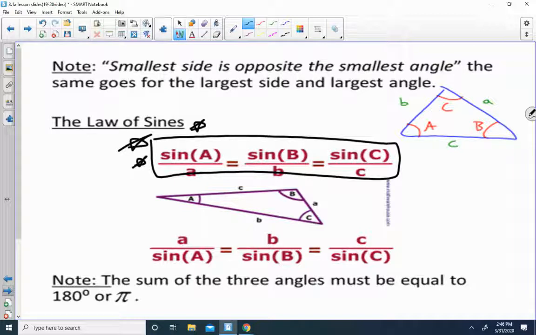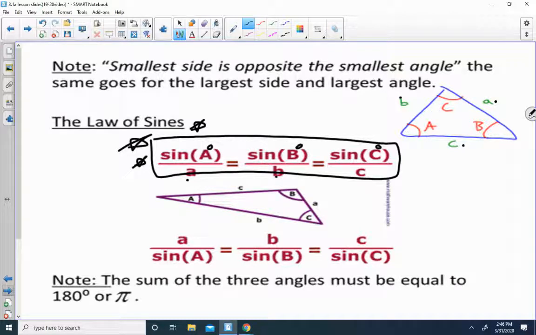And also something I want to clarify. There is a huge difference between uppercase letters and lowercase letters. Uppercase letters will always be the angles. The lowercase letters will always be the sides. So the big letters, again, will always be the angles. In this case, they'll be in degrees. And then the lowercase letters will always be the sides.